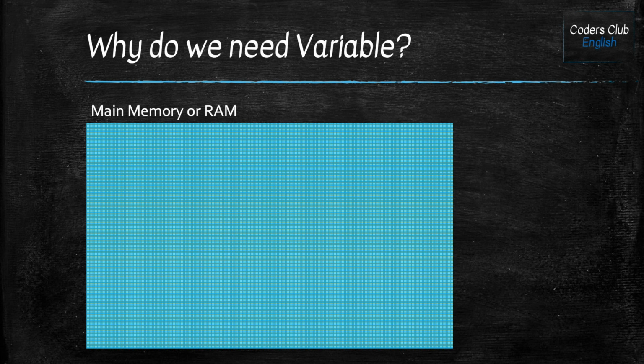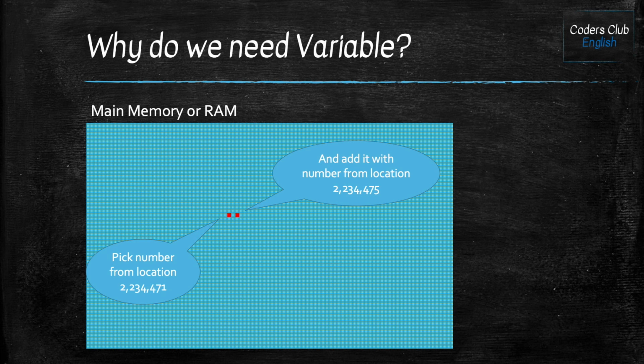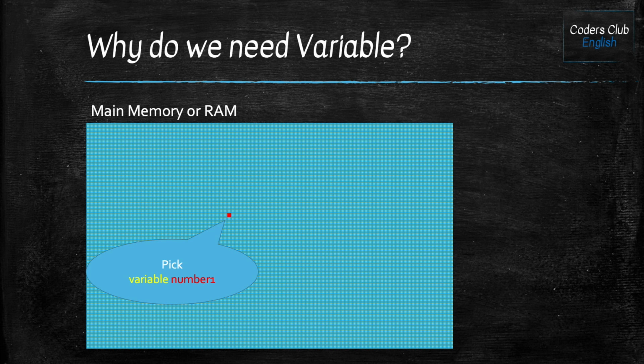There are millions and millions of such small storage areas in our main memory. How does it look, specifying to pick a value from 2,234,471st location and add it with the number from 2,234,475th location? And believe me, we need to have hundreds of such addresses in our program to hold various values. Hence we give memory a human readable name which is nothing but our variable. Use that to refer to the actual memory location and leave the address thing to the programming language.